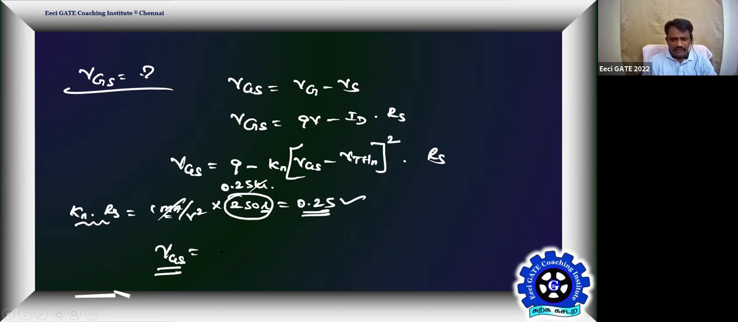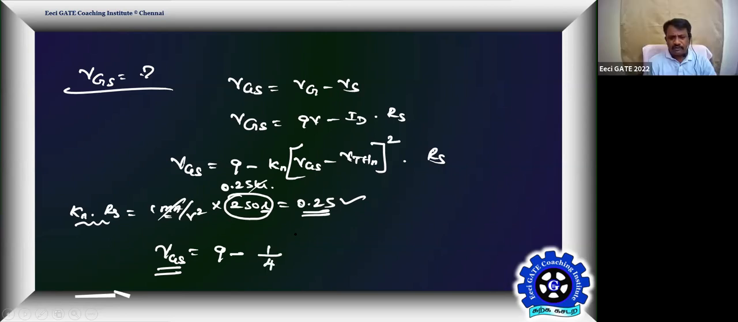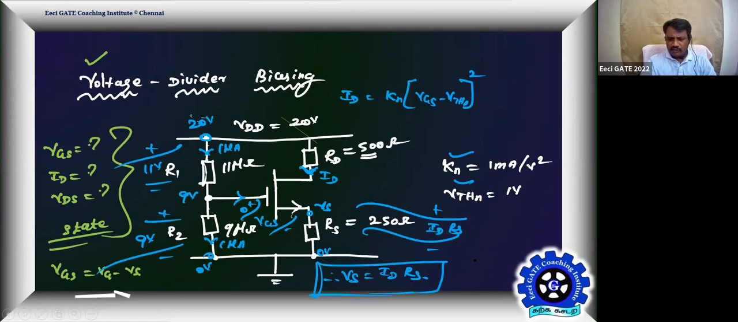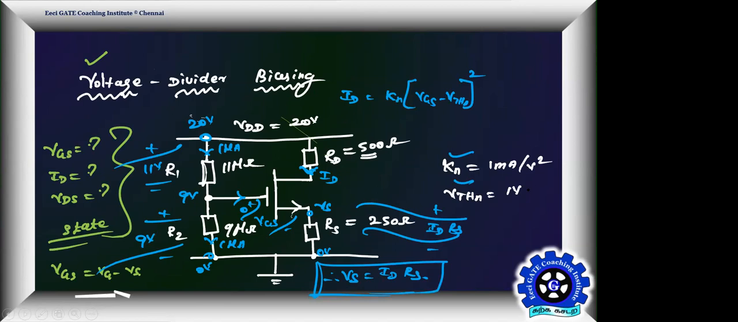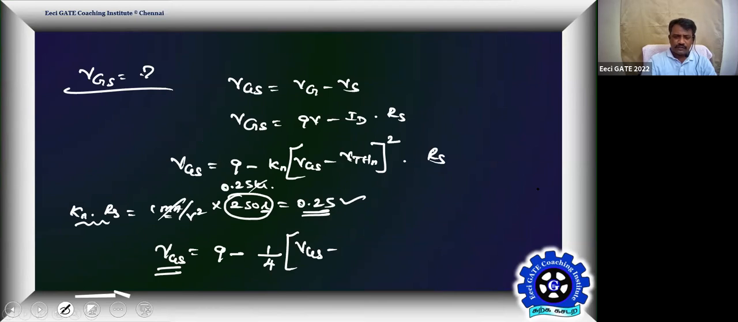Now let me go ahead. So it's 9 minus 0.25 Kn into RS. Let me prefer to write it as 1/4 into VGS minus, what is the threshold? We don't know the VGS. What is the threshold? 1 volt, correct? Yes, sir, 1 volt. Then substitute that. So it is going to be VGS minus 1 the whole square, correct?